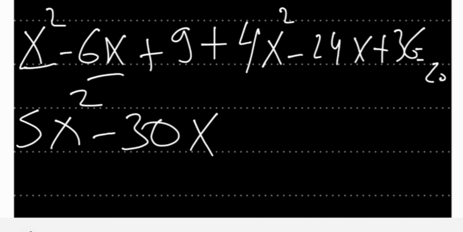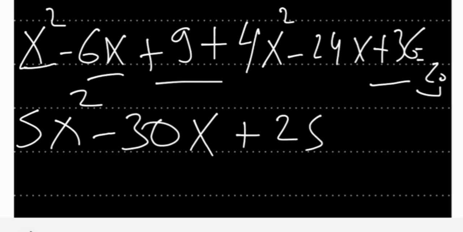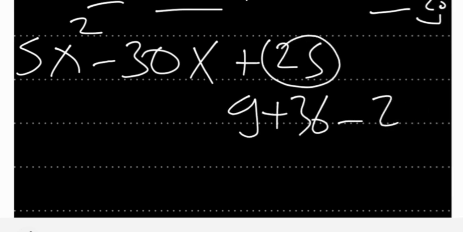Now we have plus 9 plus 36 minus 20, right? Because this 20 will go to the other side with a minus sign. Okay, so 36 plus 9 is 45, minus 20 is plus 25. So this 25 is 9 plus 36 minus 20. This is where this 25 came from.